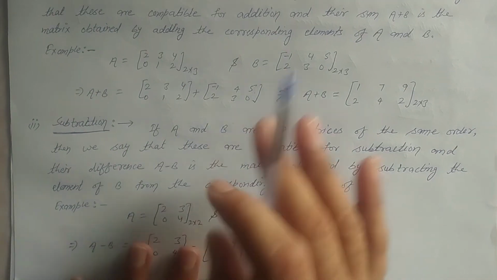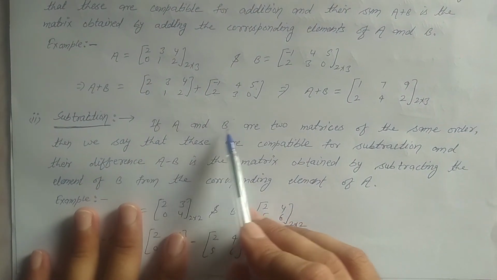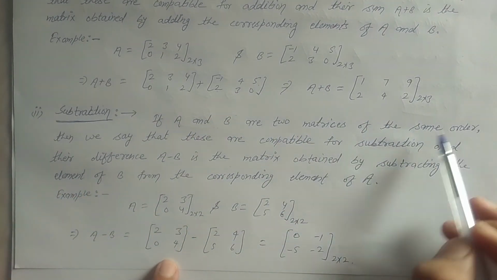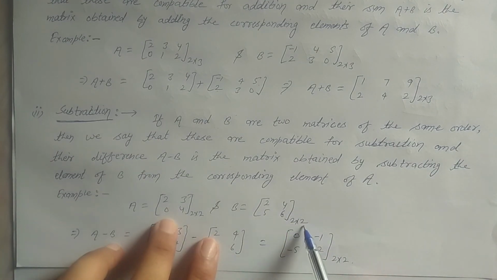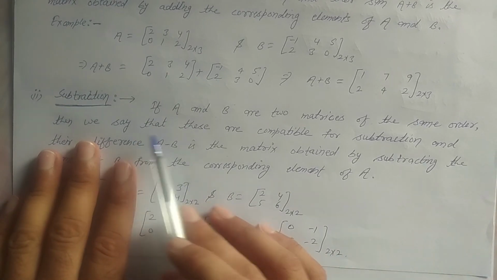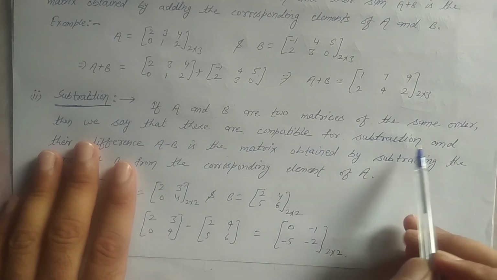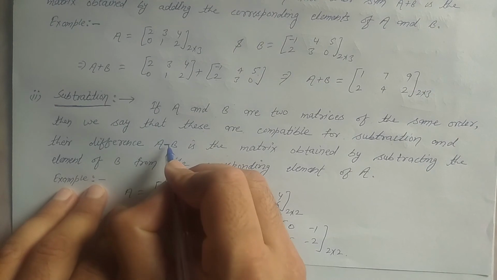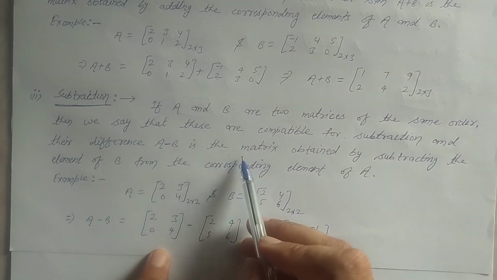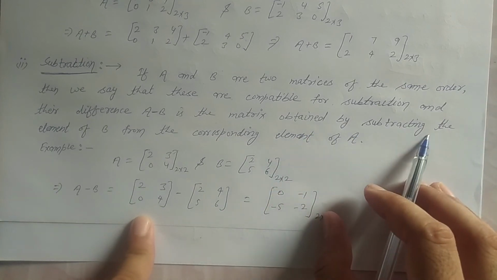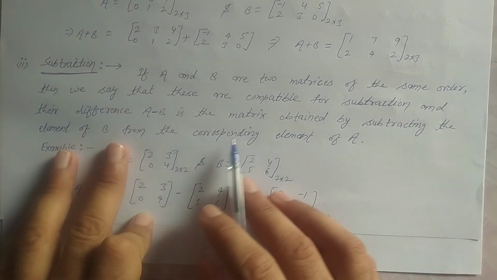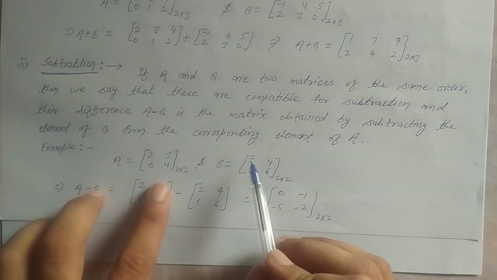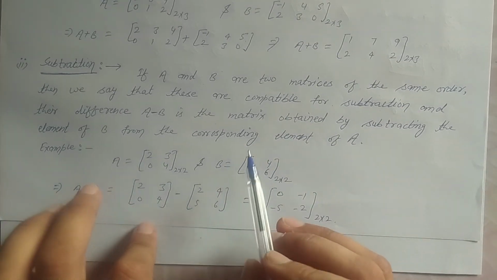Next topic, subtraction. Same as addition, subtraction. If A and B are two matrices of the same order, matrix A 2 by 2, matrix B 2 by 2, then we say that these are compatible for subtraction and their difference is A minus B. Difference A minus B, like addition A plus B, is the matrix obtained by subtracting the elements of B from the corresponding elements of A. It means first element of matrix A is 2 and first element of matrix B is 2. 2 minus 2 is equal to 0.